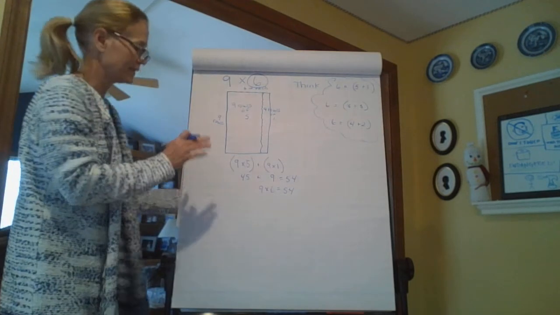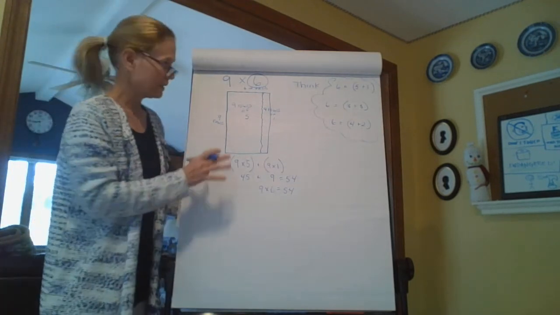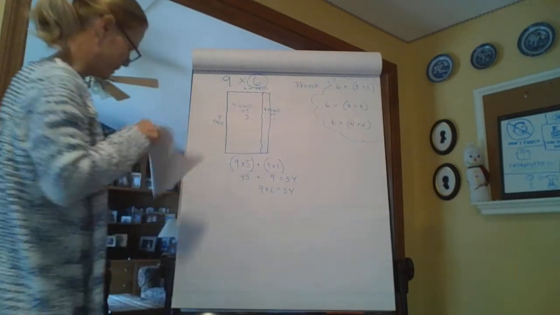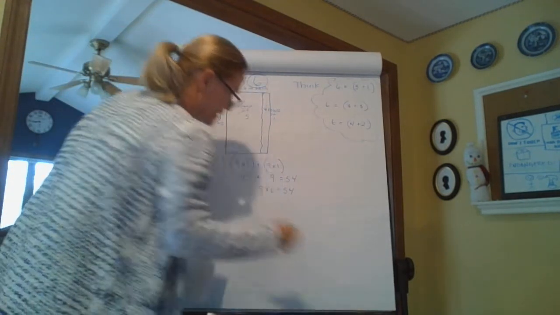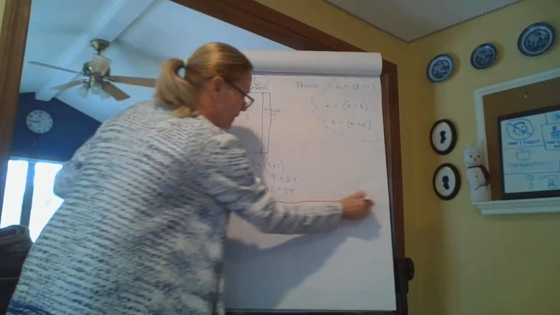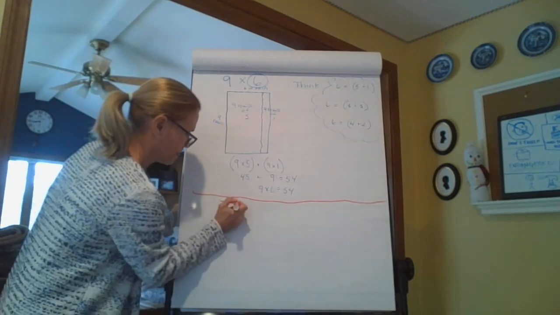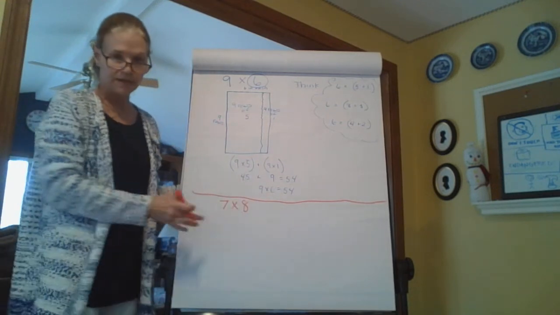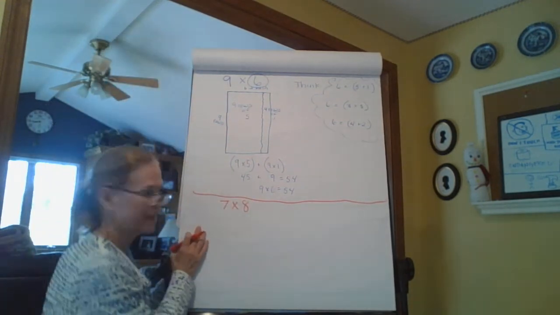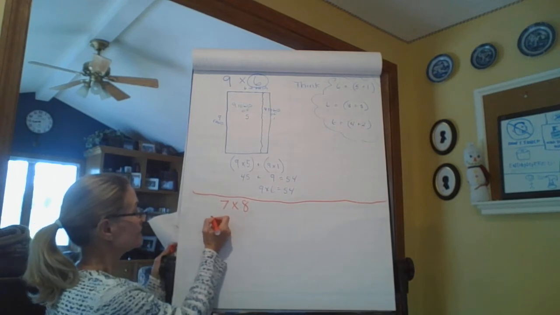Let's try one more before we do a word problem. Ready? What if I take 7 times 8. Now I want to do 7 times 8. Here we go again, ready? So 7 rows. So here we go.